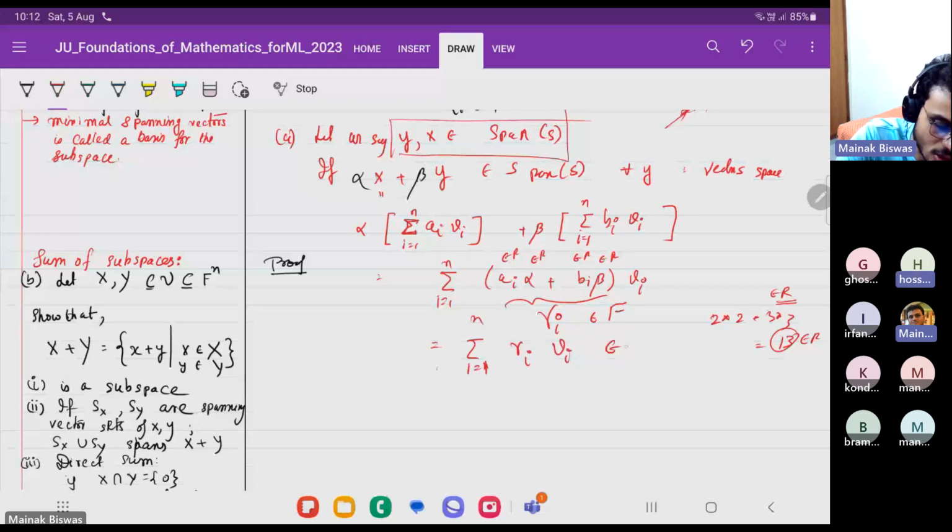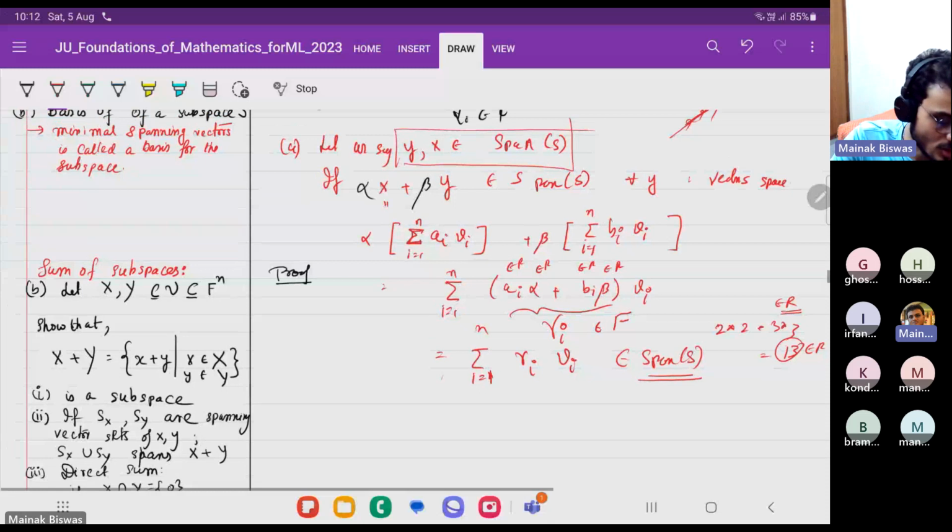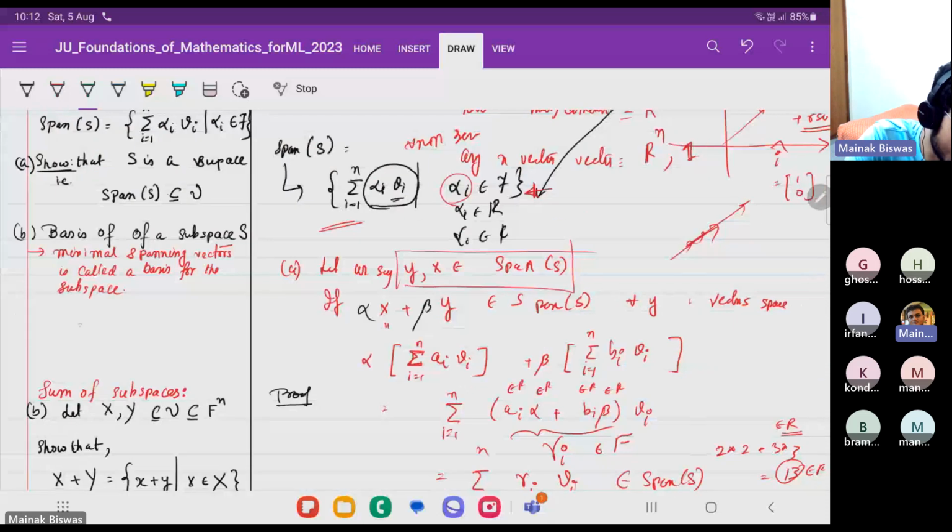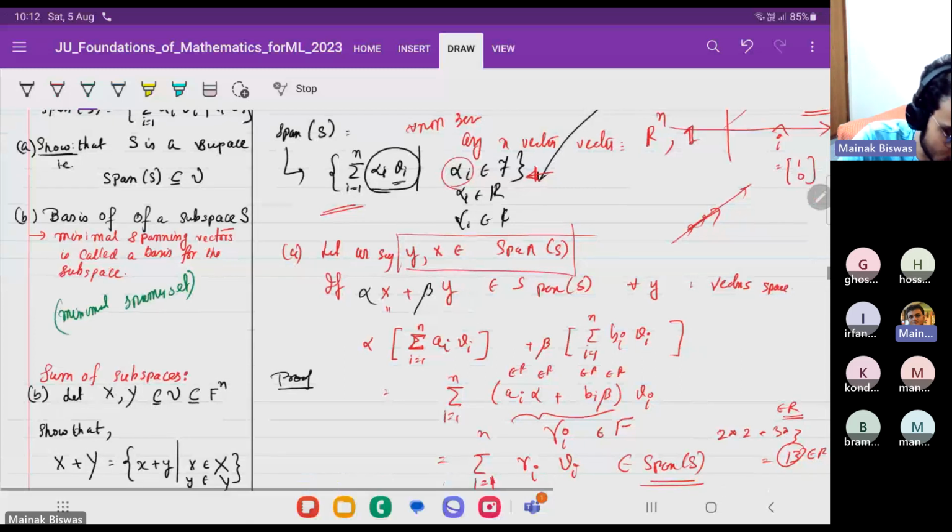So does this belong to the span of S? Good. So a basis is called the minimal spanning set. What does it mean? For example, why am I telling you this? Think of 1 comma 0, 0 comma 1 and 1 comma 1. Can you tell me a basis? Span of this is R squared. Do you agree?